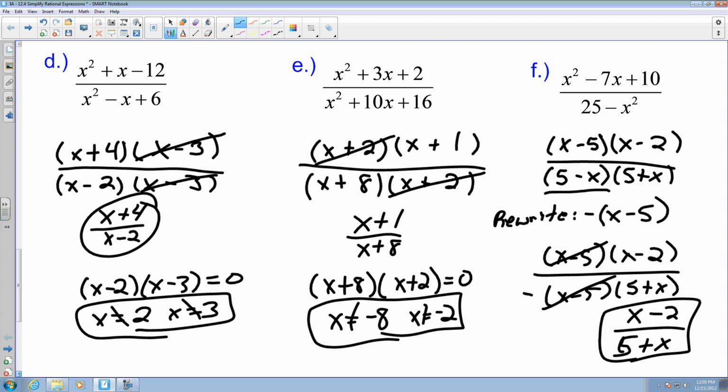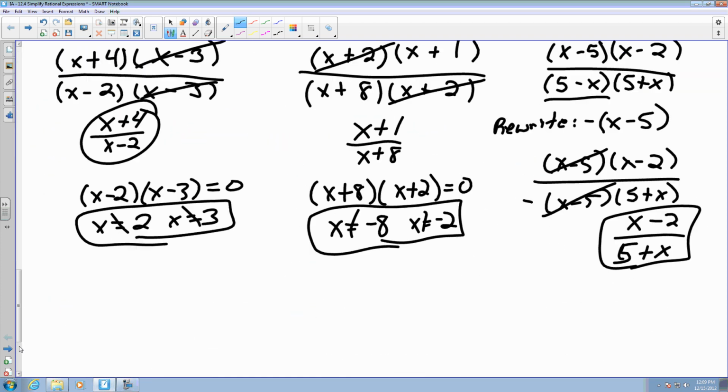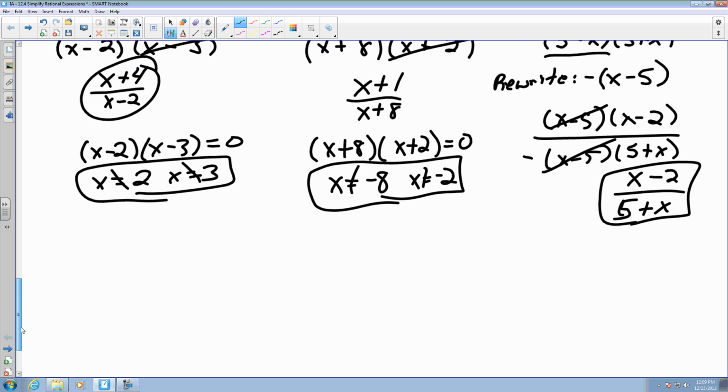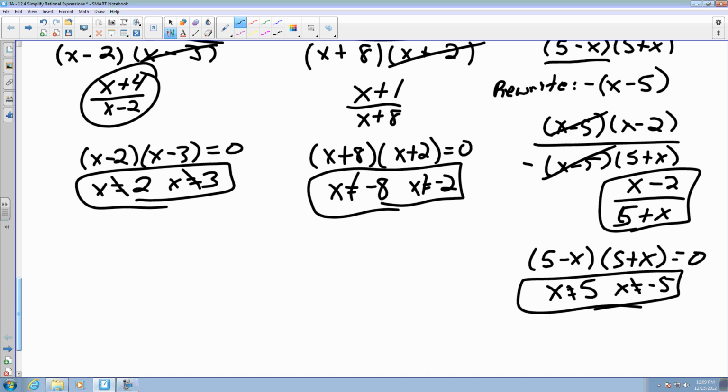And looking at my denominator here, I'll go back to my original one where I had 5 minus x times 5 plus x equaling 0. This means that x could not equal 5 and x could not equal negative 5 for this particular expression.